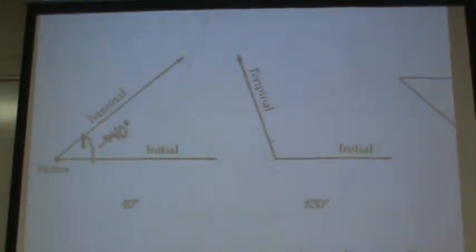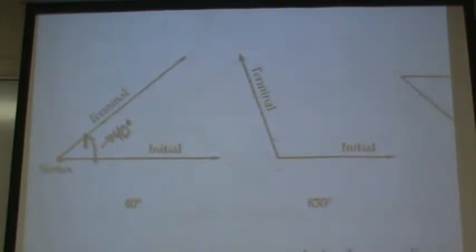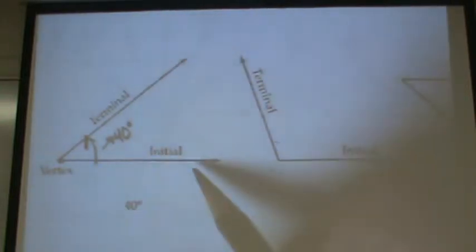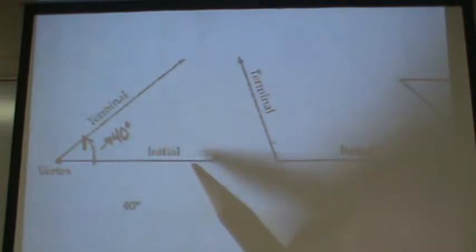Is the initial ray always facing to the right, or can it be anywhere, like if it was a vertical line and then one was going out to the 45? Your initial ray can be anywhere. We'll talk about it in a little while, but if it's said to be in standard position, your initial ray will be on the positive x-axis, so it would be in this position. That's standard position, but your initial ray can be anywhere.